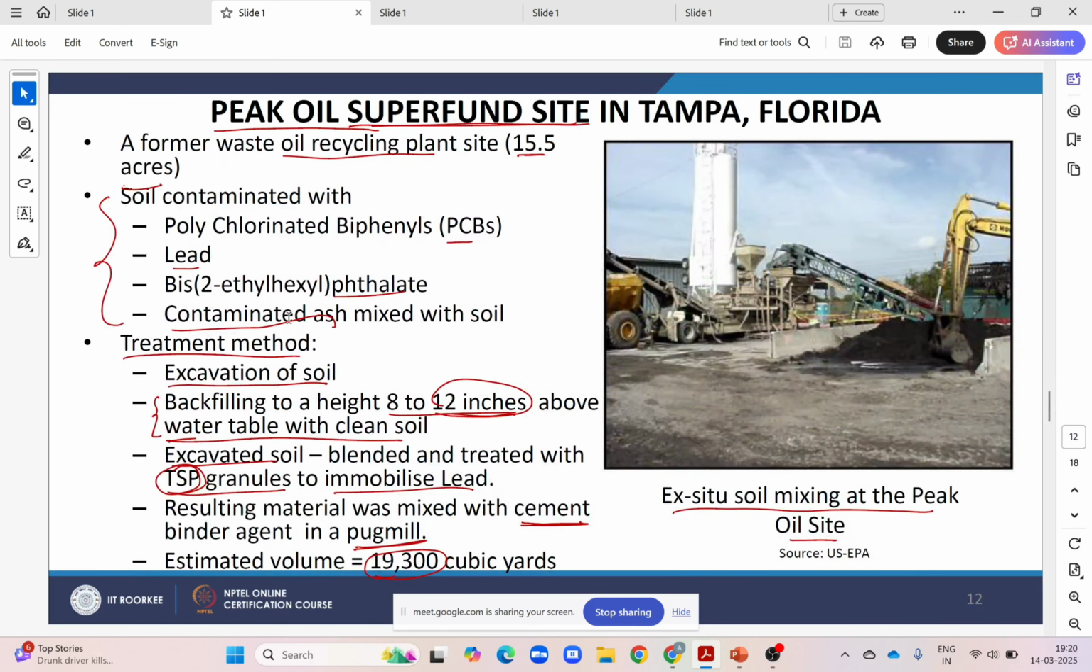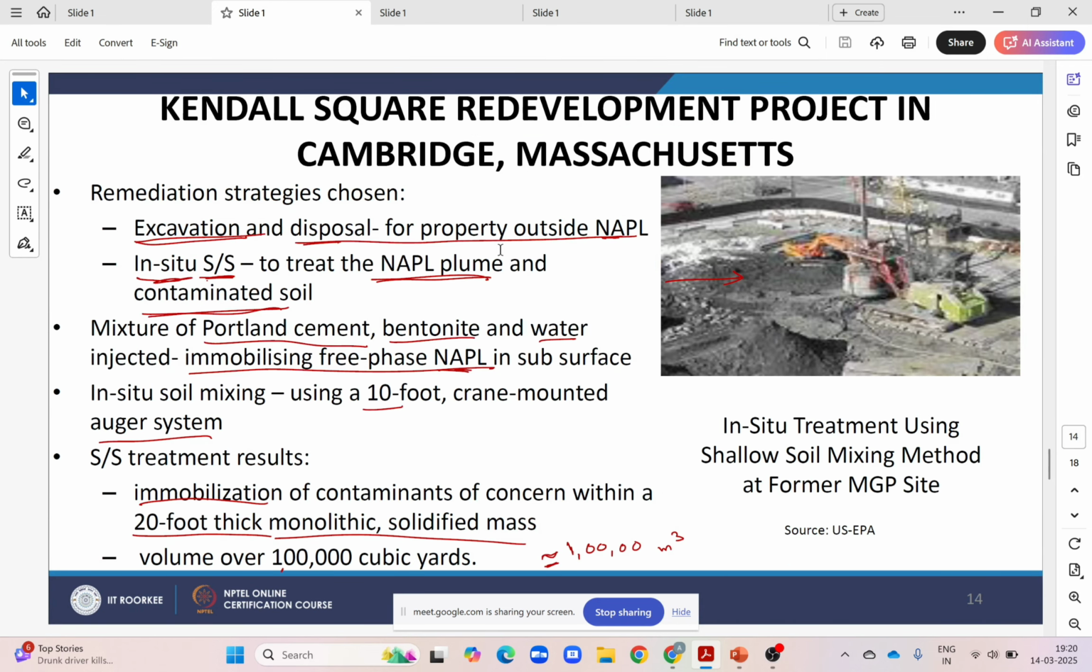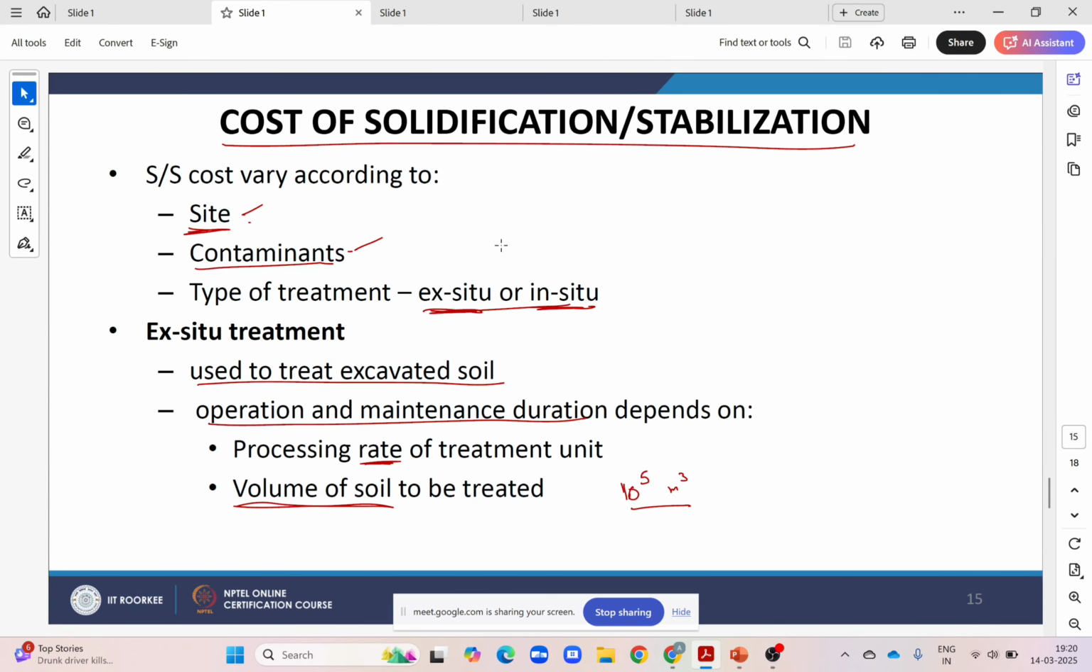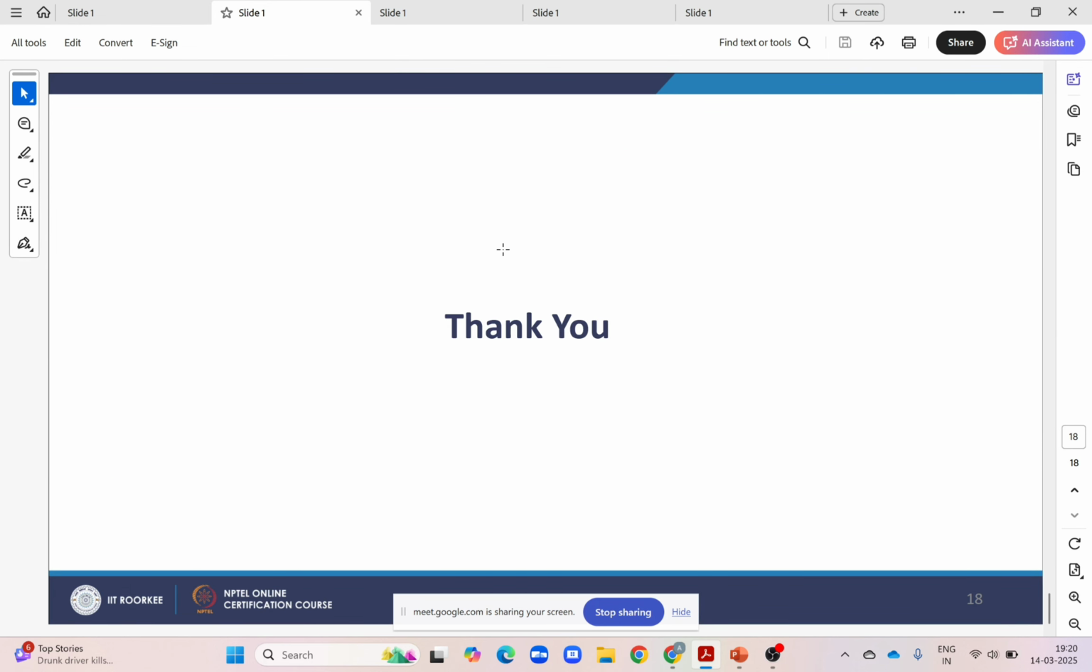Next is the case study where a site was remediated in Florida using stabilization and solidification. Please go through this case study in the lecture videos. Okay, let's move. Okay, let's go to the next lecture.